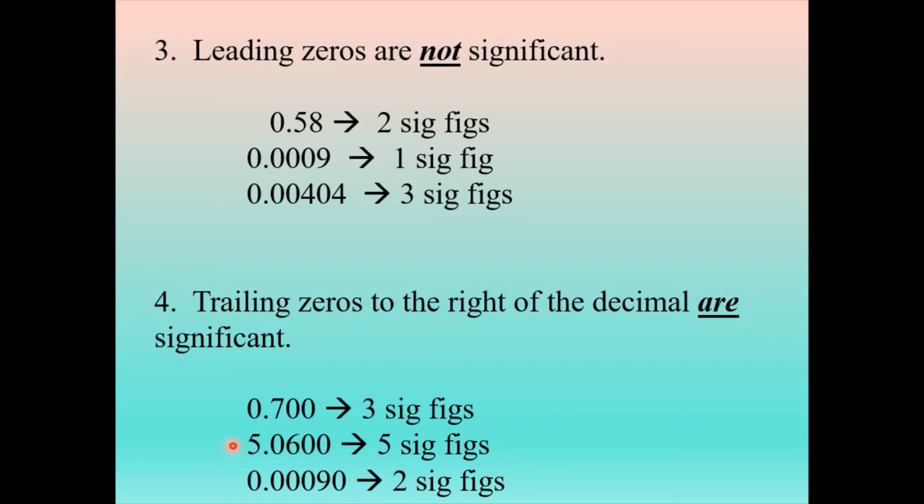The number 5.0600 has 5 significant figures. All right, this is an in-between zero, which is always significant. And then here are the trailing zeros. They are also significant. So all 5 digits here are significant. This number here, 0.00090, has 2 significant figures. Those are the 9 and the trailing 0. These leading zeros here are not significant by this rule number 3.